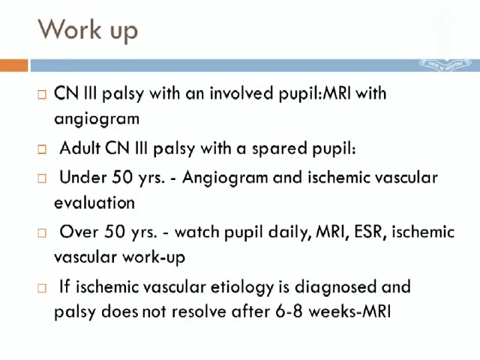Over 50 years, watch the pupil daily, because in some cases of aneurysm, it can present with pupil sparing first. After 2 weeks, you can have a pupil involvement. And ESR, ischemic and vascular workup. If an ischemic etiology is diagnosed and the palsy doesn't resolve after 6 weeks, it is better you image the patient.